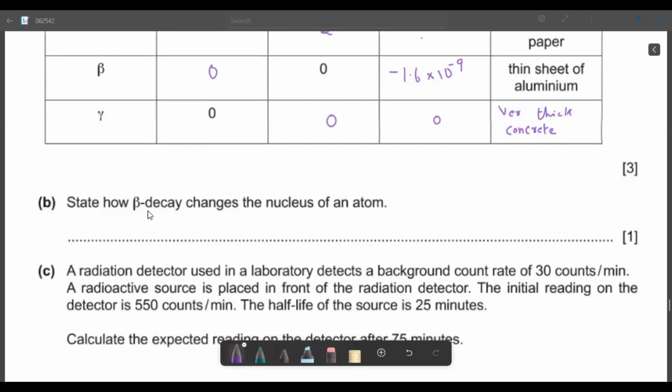State how beta decay changes the nucleus of an atom. In case of beta decay, the neutron is converted to one proton plus one beta particle that can be negative or positive, plus one anti-neutrino or neutrino. So here the nucleus has one less neutron and one more proton. The neutron count is being reduced as it is converted to proton, and the proton count will be increased.